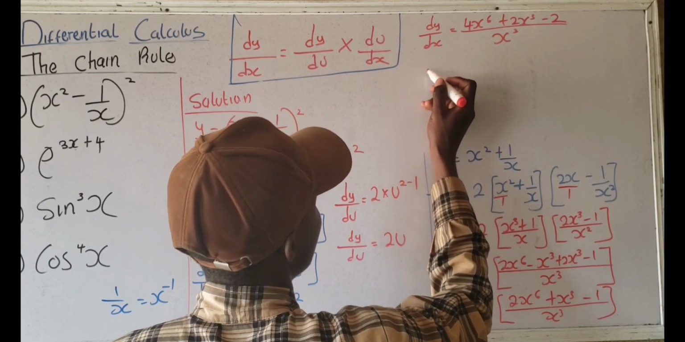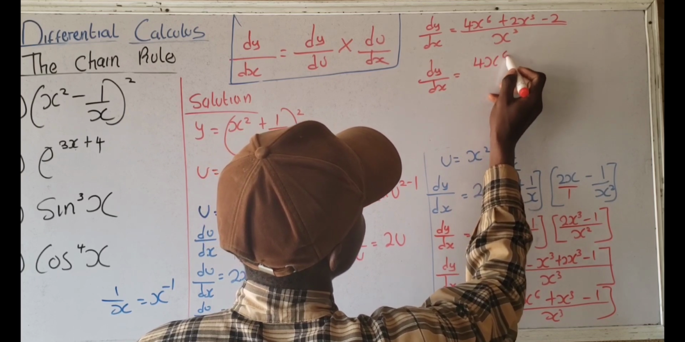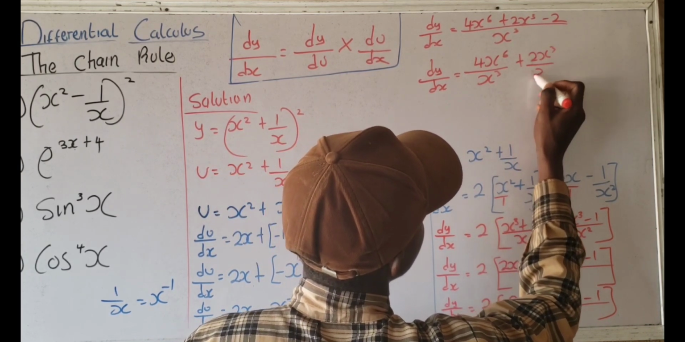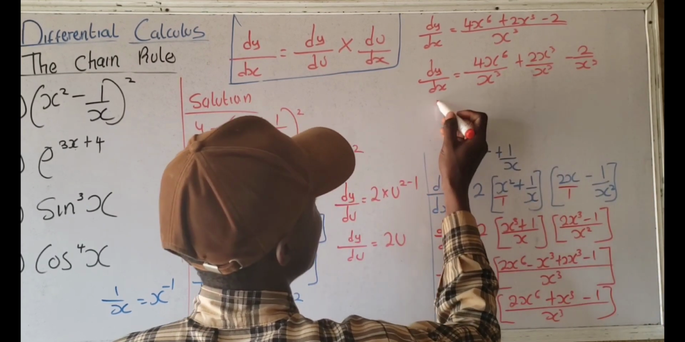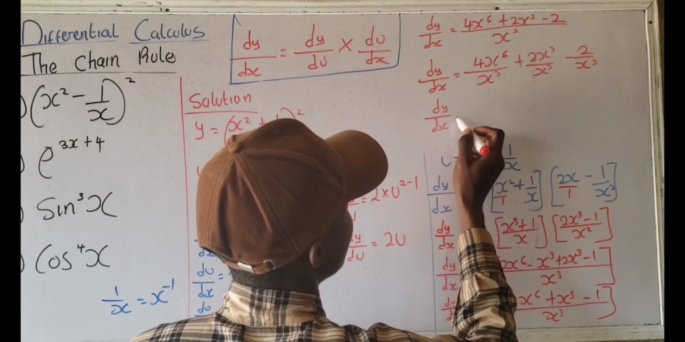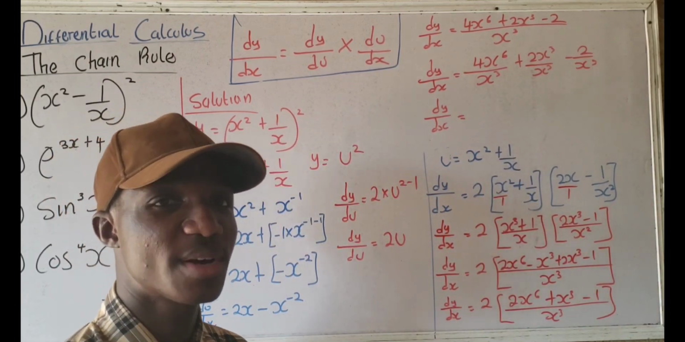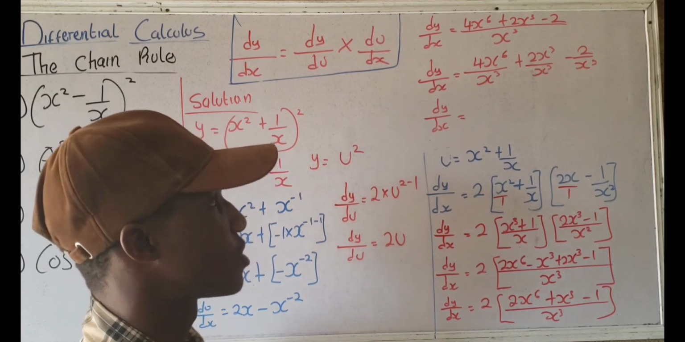So from here, dy over dx is equal to 4x raised to the power of 6 all over x raised to the power of 3, plus 2x raised to the power of 3 all over x raised to the power of 3, minus 2 all over x raised to the power of 3. Okay? What I'm doing now is simplifying, to make my answer as simple as possible. I'm trying to simplify the answer.